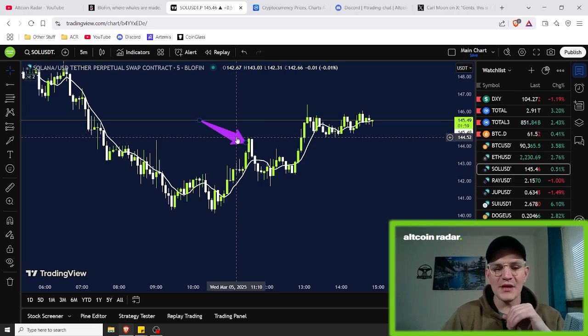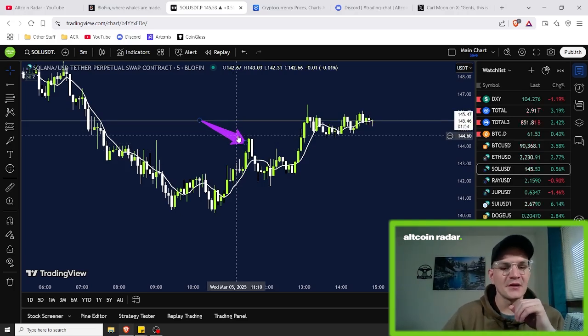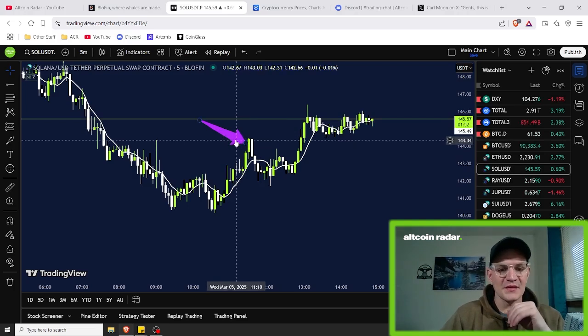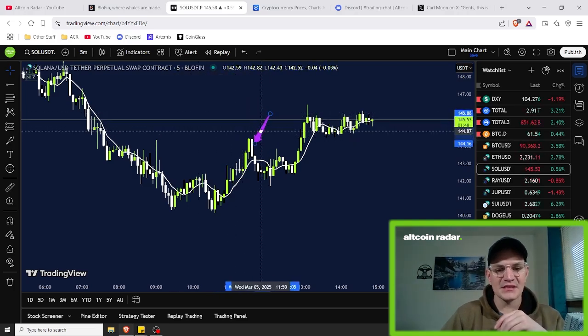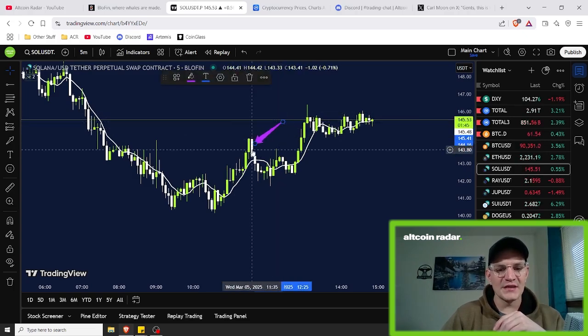Bulls will probably end up getting exhausted here soon, because obviously nothing can go straight up forever, and it's going to end up going to the downside at some point in time. And look at that, that's exactly what happened on this next candle here. The next candle opened and it went down to the downside.